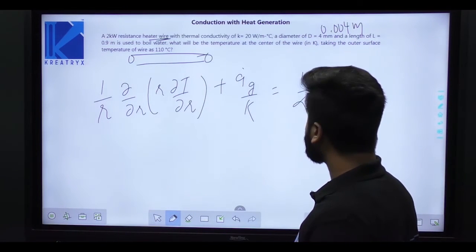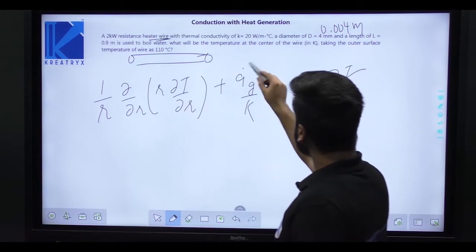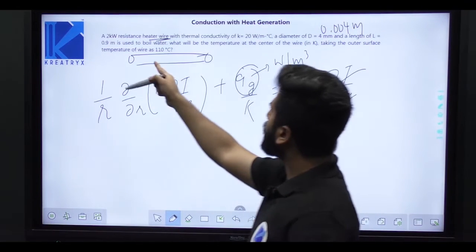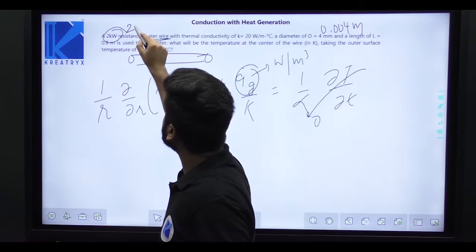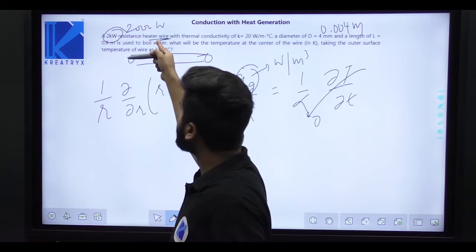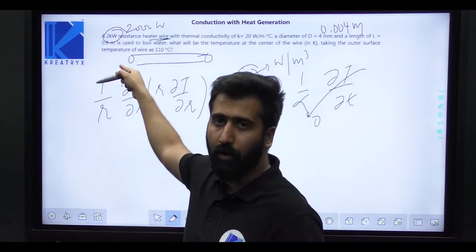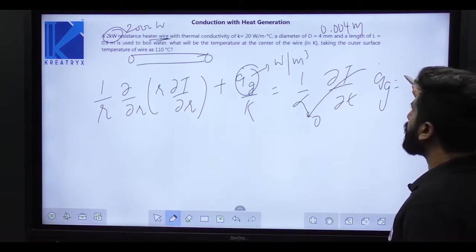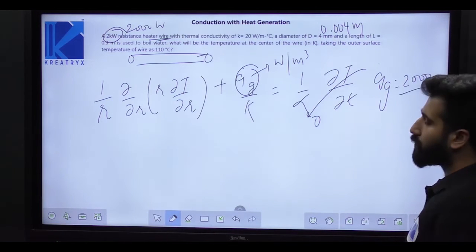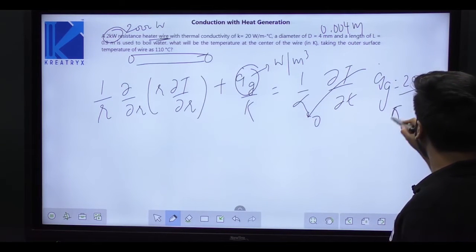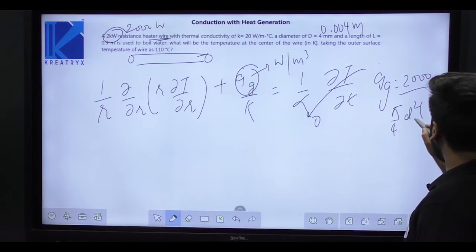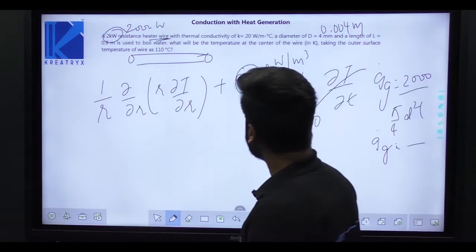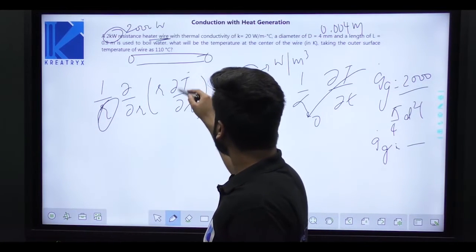Okay, it's a case of steady state, so this will become 0. Q dot g is again in watt per meter cube. Okay, total heat is now given, that is 2 kilowatt, that is 2000 watt. Divide it by volume, you will get q dot g. So this will be 2000 divided by the volume of the cylinder, which is pi by 4 D square L. D you know, L you know, you will get q dot g. Okay, so no problem.